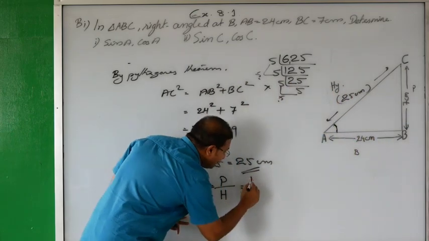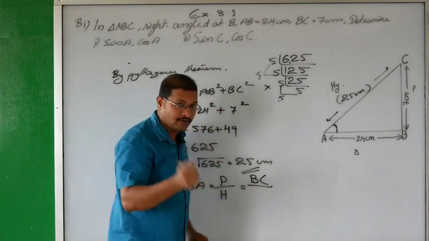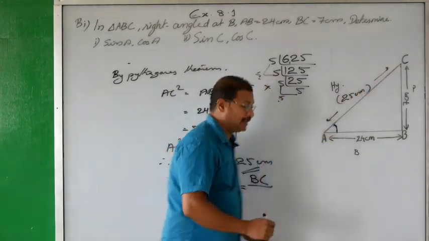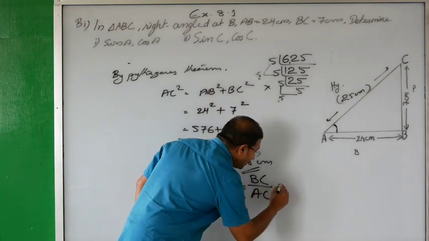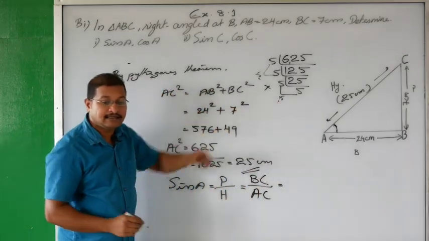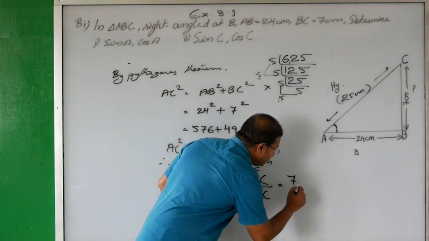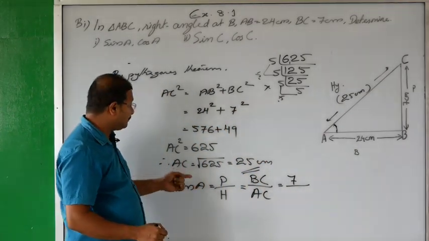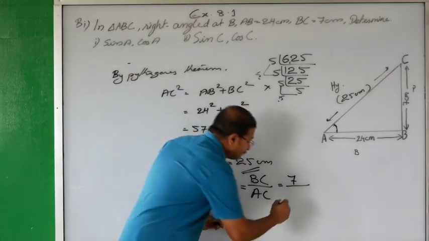Got it? That means BC divided by the hypotenuse, which is always the same, that is AC. What is the value of BC? 7 centimeter. 7 divided by, now the next one, AC. What is the value of AC? Yeah, we got it.